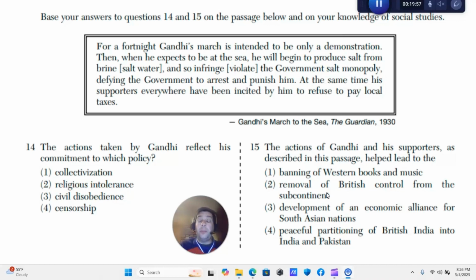Nope. The peaceful partitioning of British India and India and Pakistan. I remember a lot of students pick this. The opposite happens. When India gains their independence, there's violence between Pakistan and India, between the Hindus and Muslims, as they're going, like Muslims going to Pakistan, Hindus going to India. A lot of violence ensues. In fact, Gandhi is assassinated by a Hindu extremist during this violence.